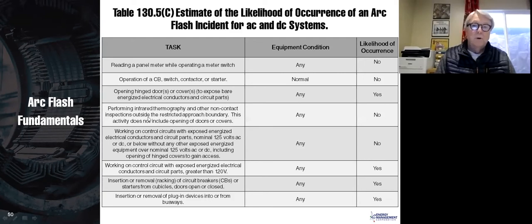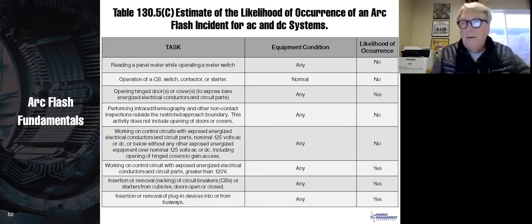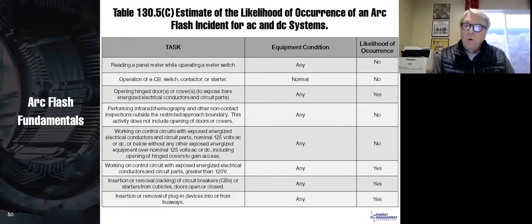Now this is an interesting one that a lot of people don't realize. If you're going to perform infrared thermography and other non-contact inspections outside the restricted approach boundary, now the restricted approach boundary is 1 foot, that would say no. So that's very interesting. If all you're doing is going in to take infrared pictures, to look, you don't need PPE there. But notice that it says this activity does not include opening of doors or covers. The next one is if it's only 120 volts, then you don't need your PPE and so forth.